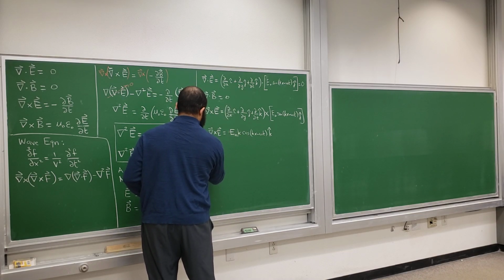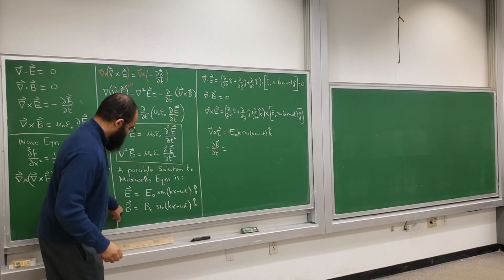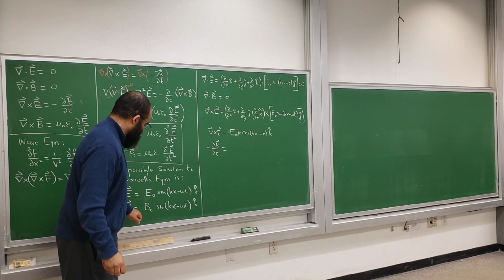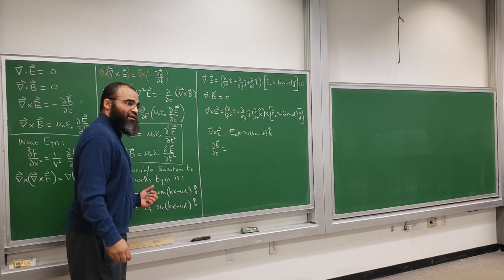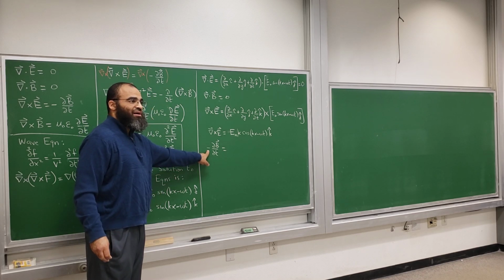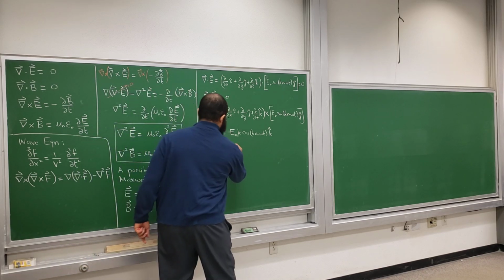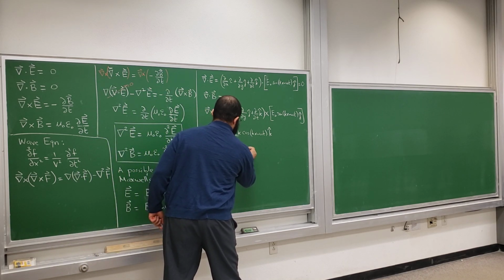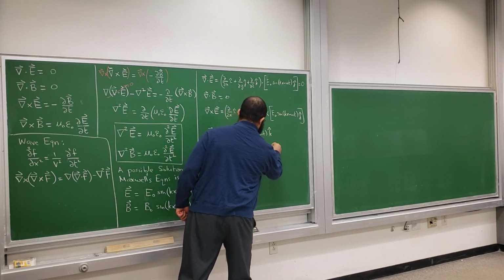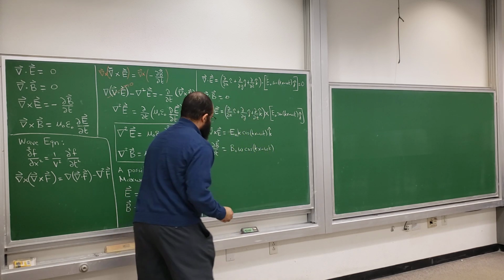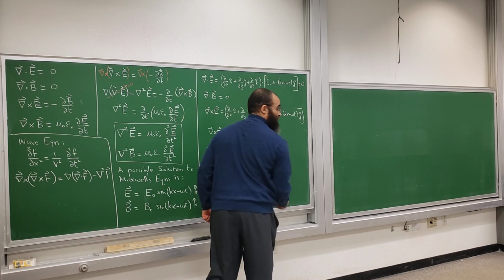Now let's do the time derivative of B. Here is B. Let's take its derivative with respect to time. When you do the derivative, it becomes a cosine, right? And then minus omega comes out. But there is a minus sign waiting. So it becomes overall plus. So no minus sign. So it just becomes B naught omega cosine of kx minus omega times t, and it's in the k hat direction.